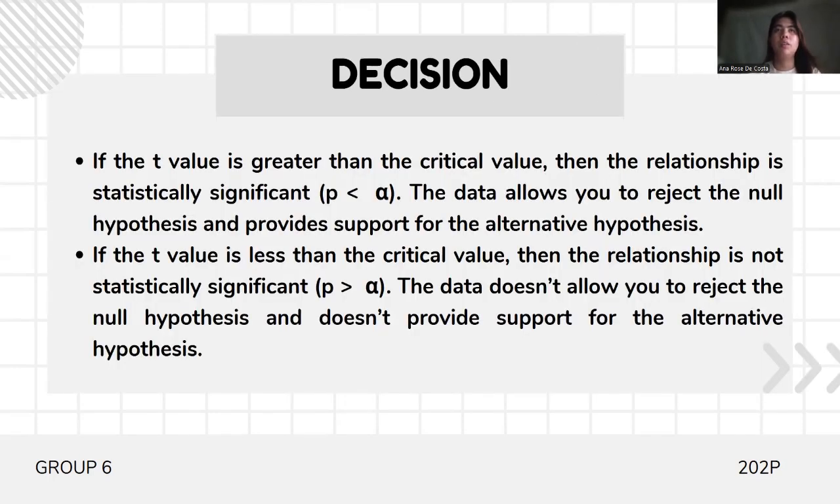When you make a decision, if the p-value is greater than the critical value, then the relationship is statistically significant. The data allows you to reject the null hypothesis and provides support for the alternative hypothesis. If the p-value is less than the critical value, then the relationship is not statistically significant. The data doesn't allow you to reject the null hypothesis and doesn't provide support for the alternative hypothesis.